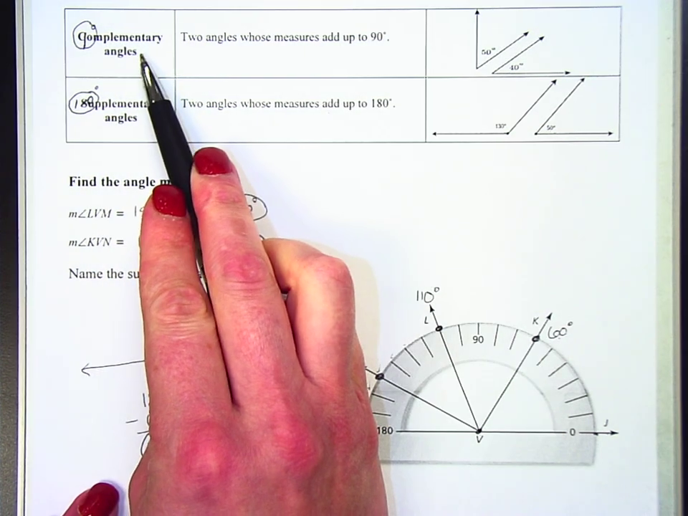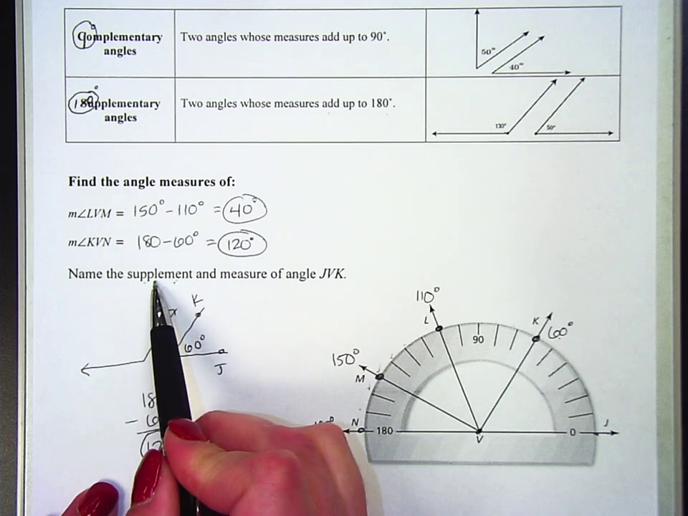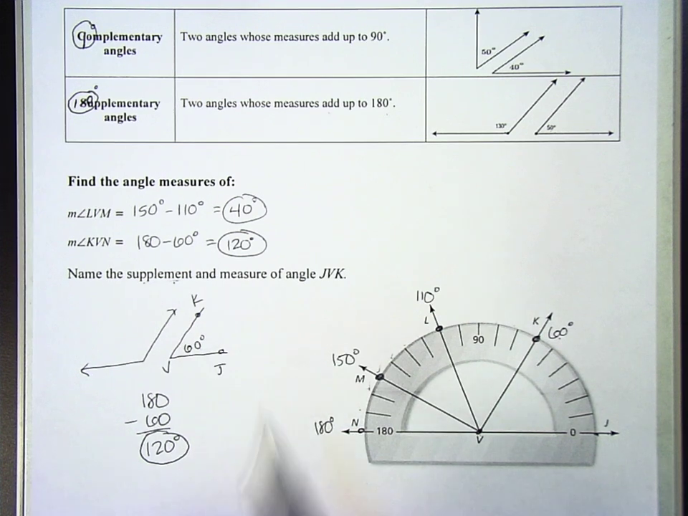If it wanted complementary angles, then I would have done 90 minus the 60. But since I wanted supplement and they added up to 180, I knew I needed a big obtuse angle here to complement my 60 degrees.